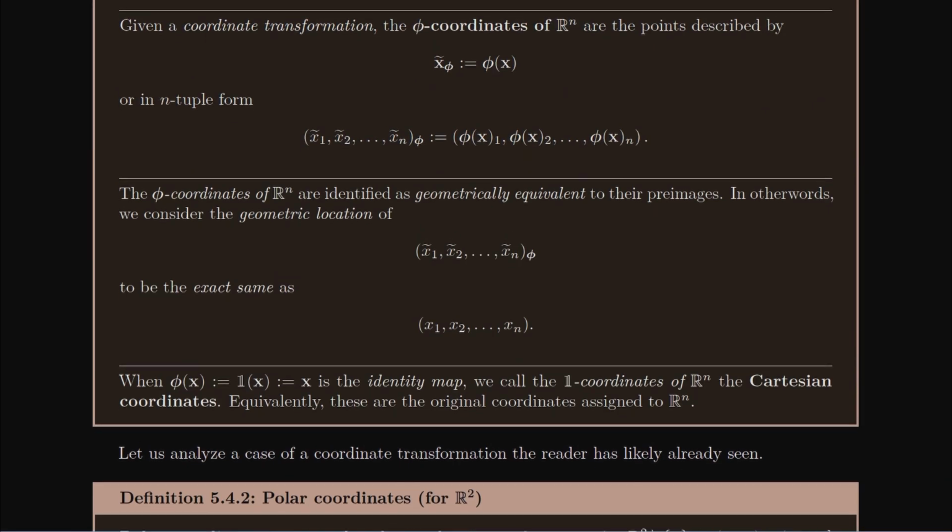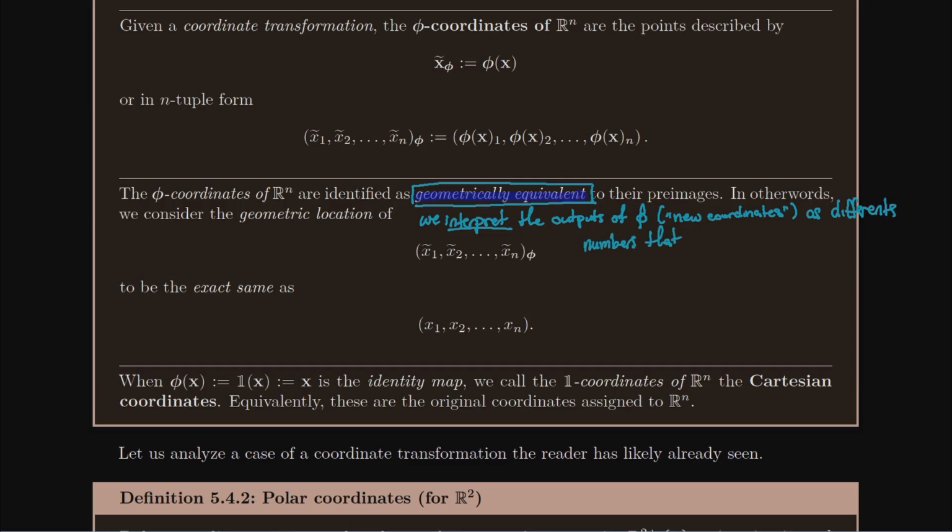That's not what we want to do. What we want to do is think about phi as not exchanging locations of points. In other words, when I say geometrically equivalent, what I'm saying is that we interpret, and that's the important thing here, math is all up to interpretation, we interpret the outputs of phi, which recall are the new coordinates, as different numbers that represent the exact same points in space.